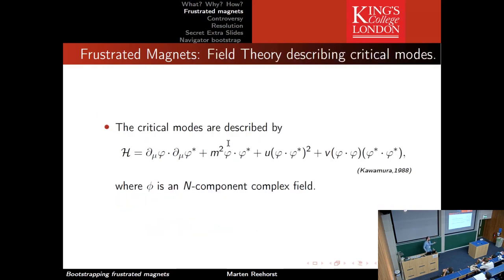You can also write a quantum field theory to describe the critical modes. This has been worked out a long time ago: you can take a continuum limit, and the fixed points of this quantum field theory will describe your critical phenomena. Here phi is an N-component complex field.